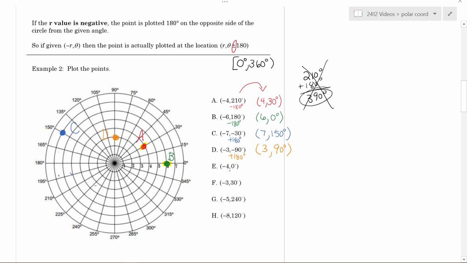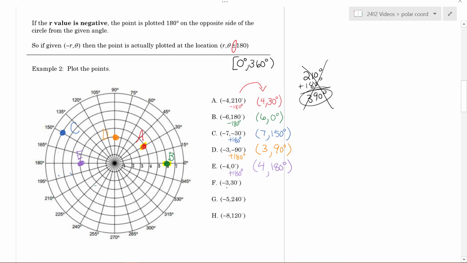Okay, point E, I have -4, 0 degrees. So I'm still interested in working with that negative R value and changing it to a positive R value. So we're going to convert -4 to +4, and I'm going to add or subtract 180. So in this case, I think adding 180 would be easier, keeps my angle positive. 0 plus 180 is 180 degrees. So I'm actually going to plot this point on circle 4 at the 180 degree mark. Okay, and there's my point E.